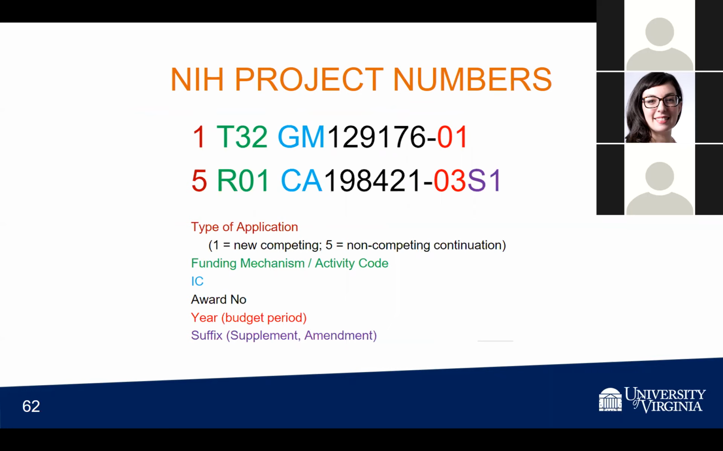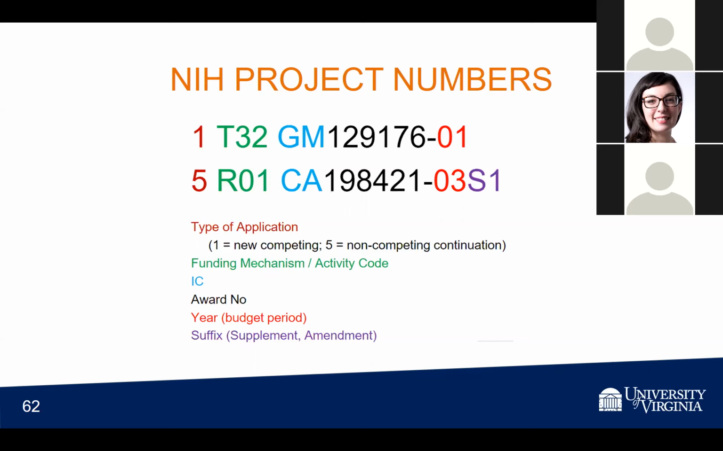So you can see here, sort of color coded, the first character is a number, it's the type of application. We're going to talk through in a second all the possibilities of the types. The next, in the green, is the funding mechanism. We talked about these earlier, like a T32 or an R01. The blue is the institute or center. You remember way back, we went through all the institutes and centers. They all have a prefix, and whichever institute or center is funding the award would be reflected in the project number.